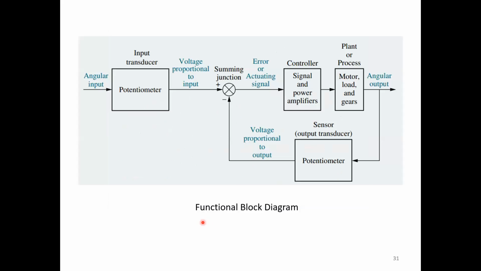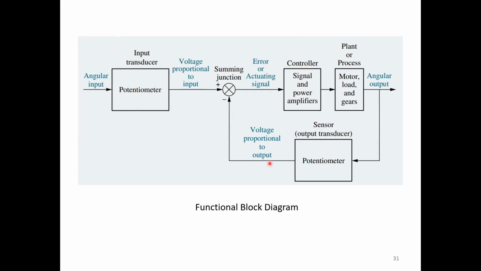Okay. Now that is the functional block diagram of this position control system. First of all, you are putting in the angular input, which goes to the potentiometer, also called the input transducer. Then the voltage proportional to input will change. That means the voltage will be changed according to the input. If you change the input, then the voltage will also be changed. Then we have a summing junction.